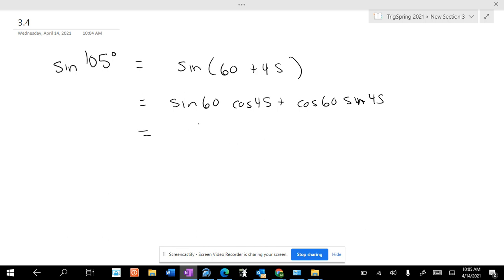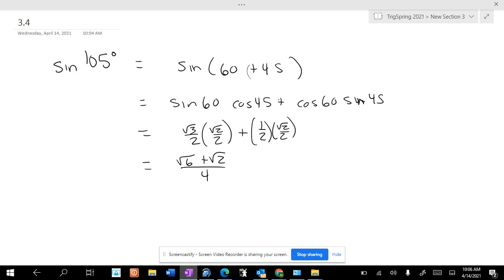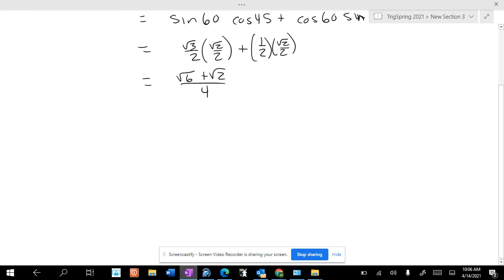So the sine of 60 is square root of 3 over 2. Cosine of 45 is square root of 2 over 2. Cosine of 60 is 1/2. Sine of 45 is square root of 2 over 2. So you get square root of 6 plus square root of 2 all over 4. Nope. Plus is plus when you're dealing with sines, which is opposite of the cosine. So you just follow your note card.